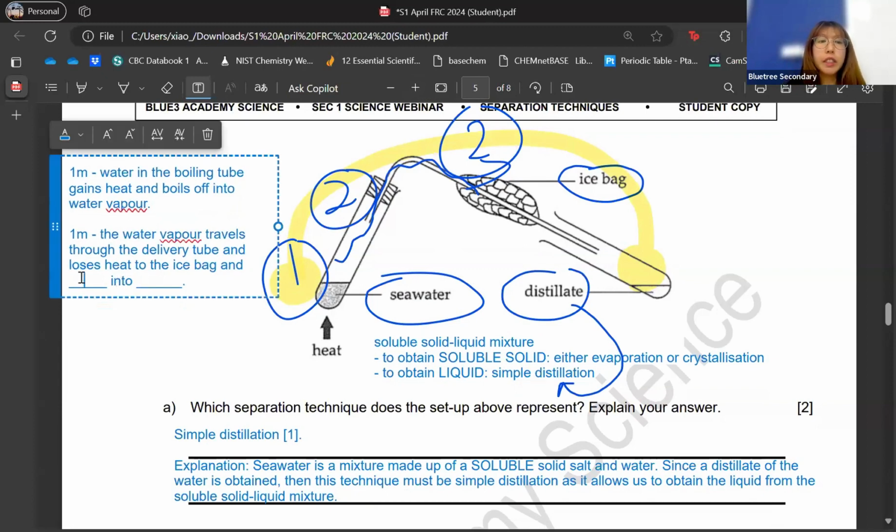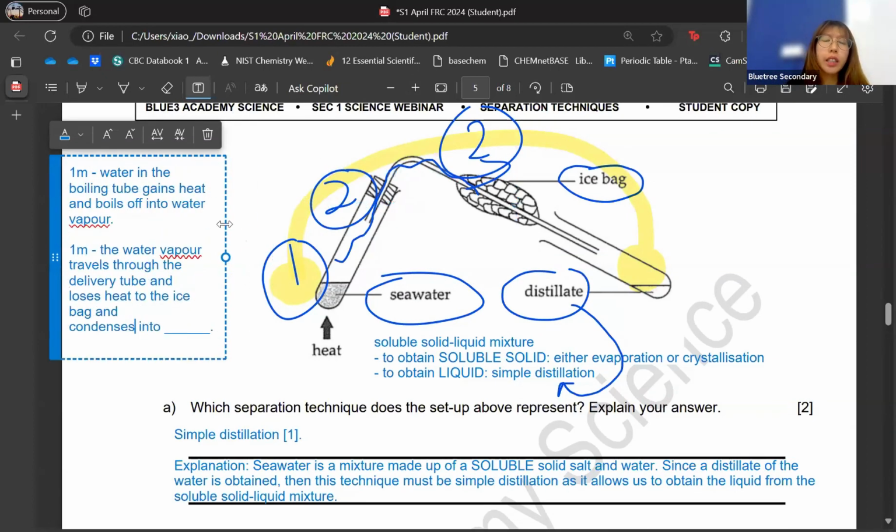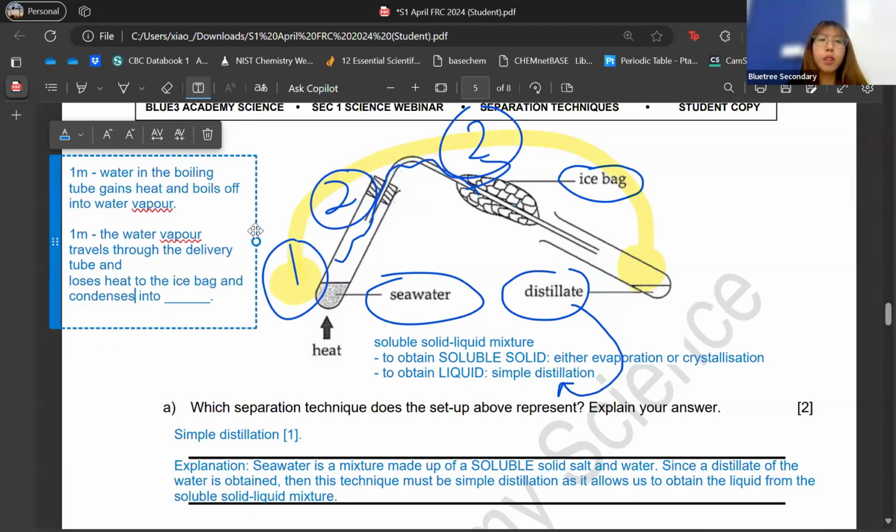Okay, so what would be these two blanks over here? Same thing, just like your PSLE heat. After it loses heat, is there any process that this water vapor will undergo? So definitely you learn in distillation, in the condenser portion, your vapor will lose heat and will condense, okay, into a liquid. That means you are getting back the water from the water vapor.